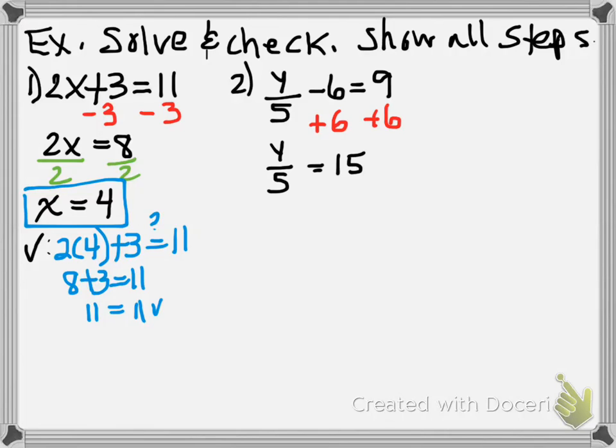y over 5 equals 15. Is y alone? No. So what is going to be my next move? Let's see. Somebody I haven't talked to. Cassandra will let you. You need to multiply by both sides. We're going to multiply both sides by 5.